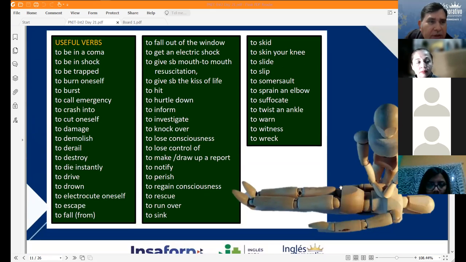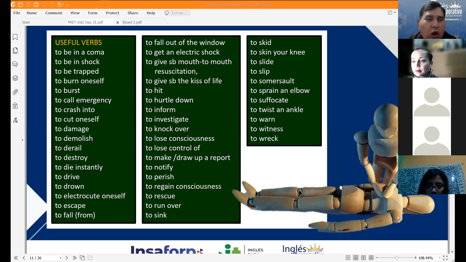Useful verbs: to be in a coma, okay? Coma with only one M, not comma, not semicolon, period or omission. This is coma. To be in a coma, to be in shock, to be trapped, to burn oneself, to burst. To burst is to explode.